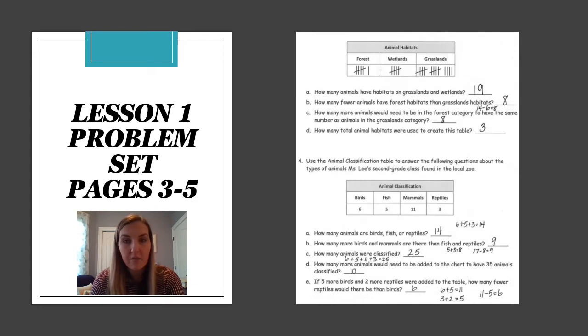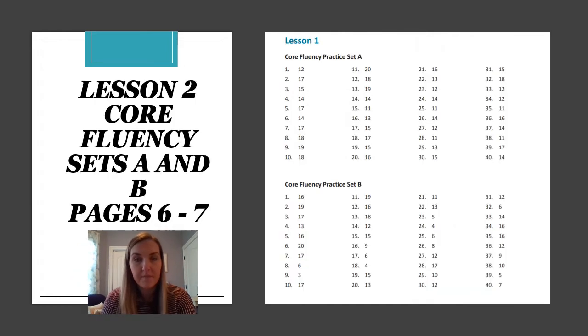Problems 3 and 4, answering the questions based on the data table, animal habitats, and then animal classification. You're using number sentences for most of these to solve. Here is the next lesson, lesson 2. You see core fluency lesson 1 again. Sets A and B. You should have done just one of the sprint tests depending on where you finished for the previous sprint. Pages 6 and 7.